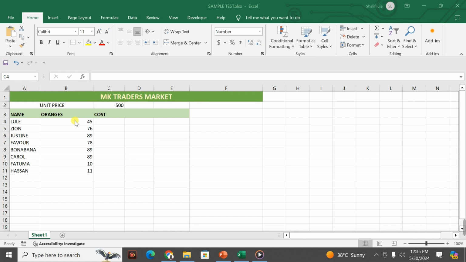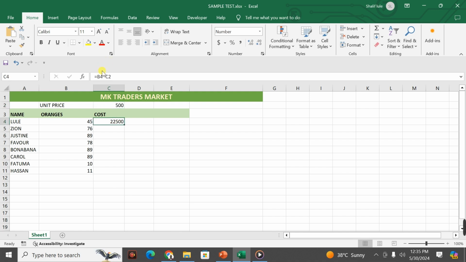So, this is a worksheet for traders. They're selling oranges. So, let us help them to calculate the price of oranges. So we begin with our first trader. We select the cell, equal sign, then we select the number of oranges. We multiply it by the unit cost. Our unit cost is in cell reference C2, as you're seeing.